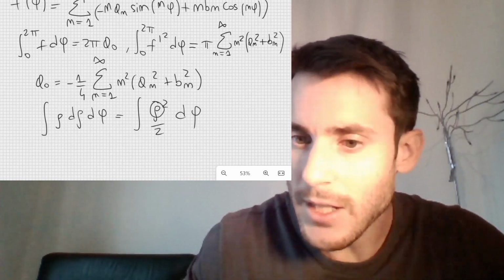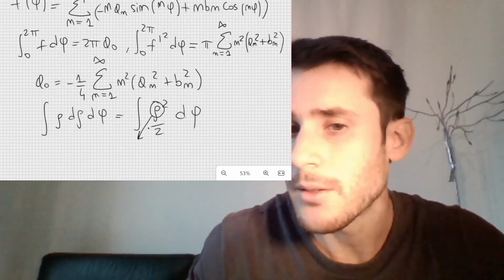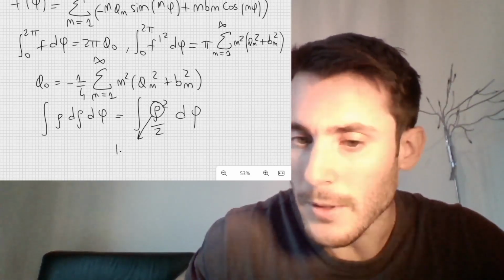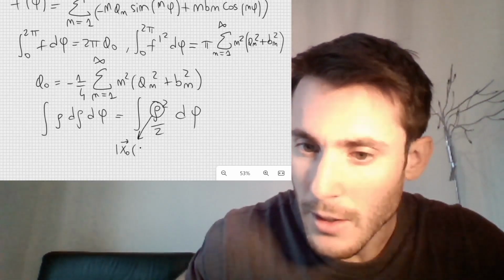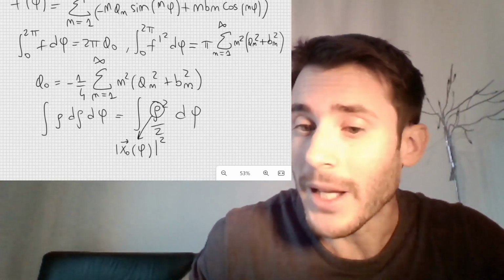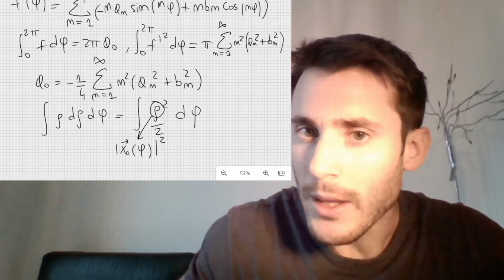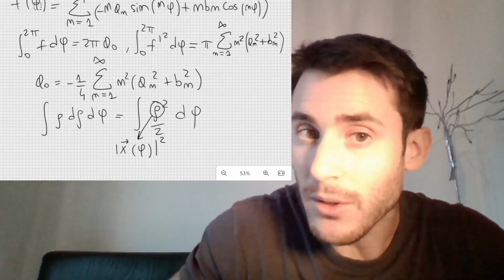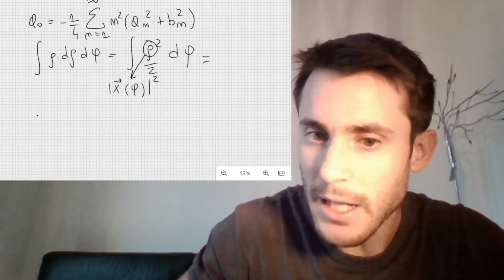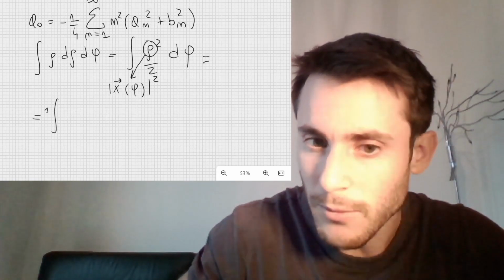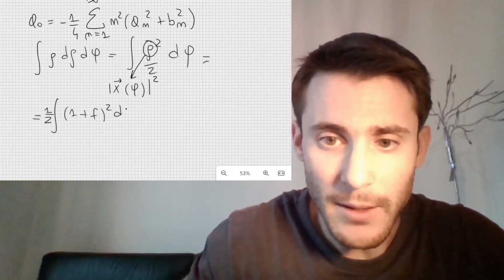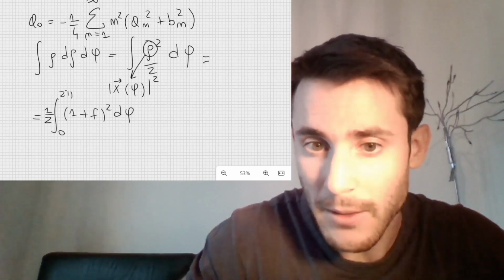In general, rho in this case would be the radius of the circumference if it were unperturbed. So it would be the norm of x of 0, which depends on phi, squared. And we know that it is equal to 1. But in general, we should replace this with x of phi, which is the perturbed version of the curve. So if we do that, what we get from here is, in particular, 1 over 2, integral of 1 plus f squared d phi, and we have to integrate from 0 to 2 pi, of course.